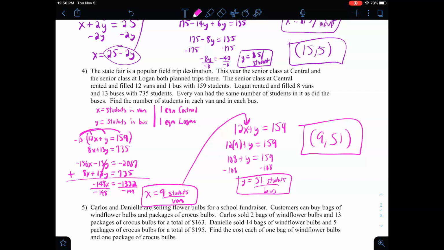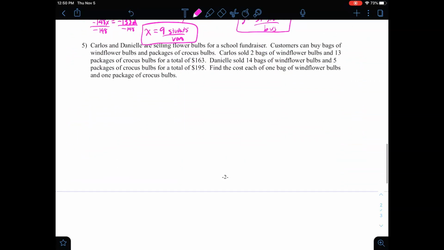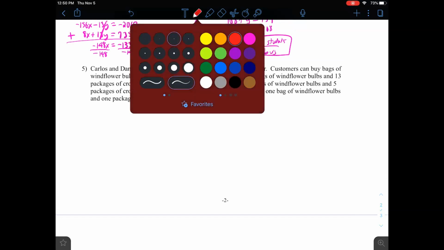All right, moving along. Last problem. You can pause the video if you need to catch up a little bit. Here we go. Number 5, last problem.